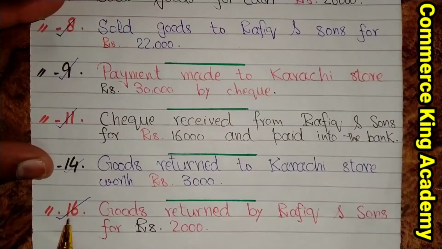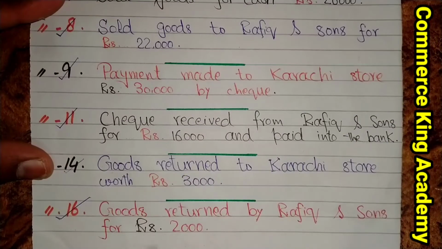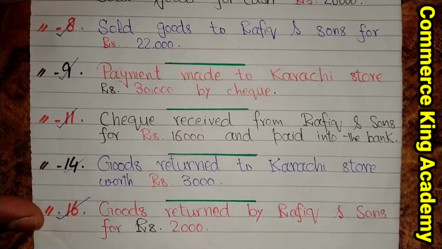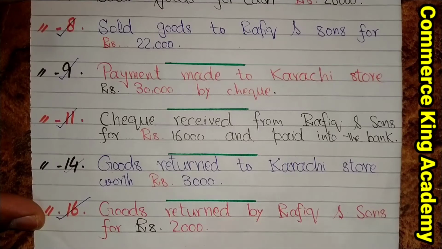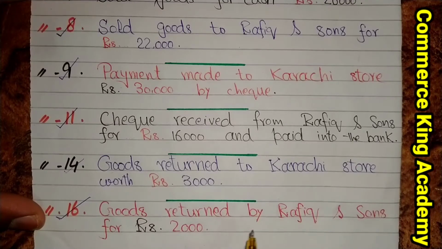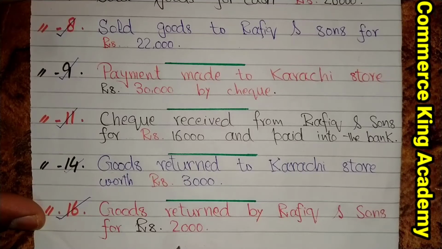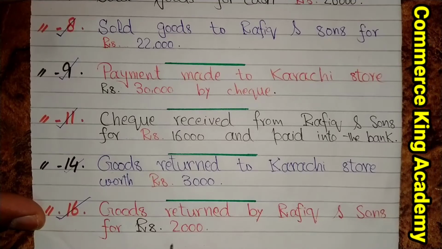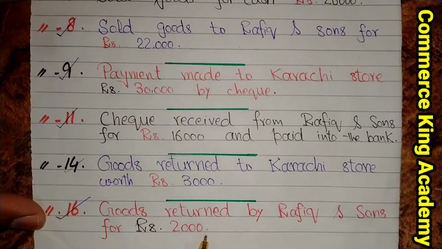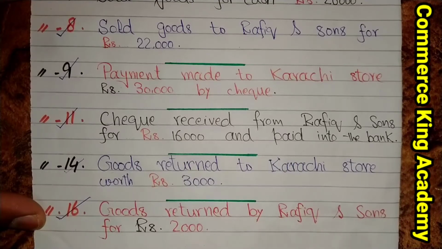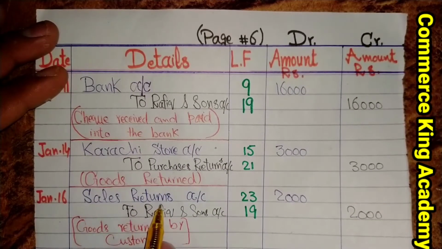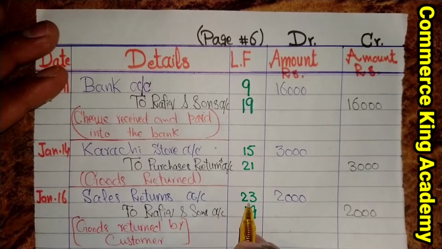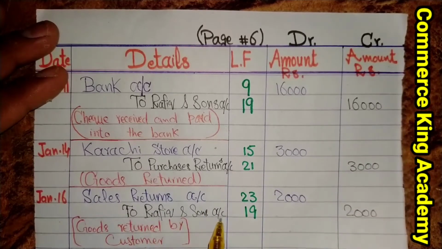Next transaction is Jan 16, goods returned by Rafiq and Sons for 2,000 rupees. Understand here, we sold goods to Rafiq and Sons amounting to 22,000 rupees on an earlier date, okay. So the goods were returned by Rafiq and Sons, maybe because of inferior quality or excess quantity. That's why goods were returned by Rafiq and Sons. The journal entry of this transaction is Jan 16, sales returns account debit with ledger folio number 23 to Rafiq and Sons account credit, okay.